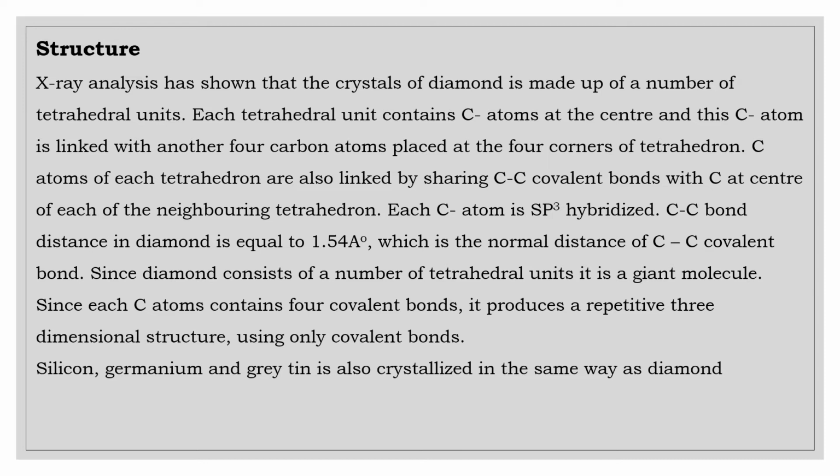Each carbon is sp3 hybridized and each carbon is shared by 4 carbon atoms. The carbon-carbon bond distance is equal to 1.54 Angstrom units, which is the normal distance of the carbon-carbon covalent bond. Since the diamond has a number of tetrahedral units, it is a giant molecule. It produces a repetitive three-dimensional structure using only covalent bonds. Silicon, germanium, and gray tin also crystallize in the same way as diamond.